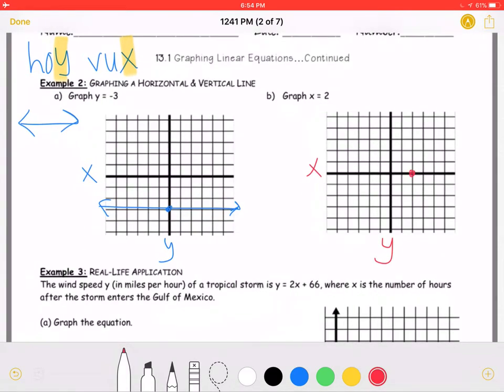And now since it's a vertical line, we're just going to draw a straight vertical line through that point. And we are done. That is it. So we graphed x equals 2 and y equals negative 3. All right, let's do this entire example 3 together.